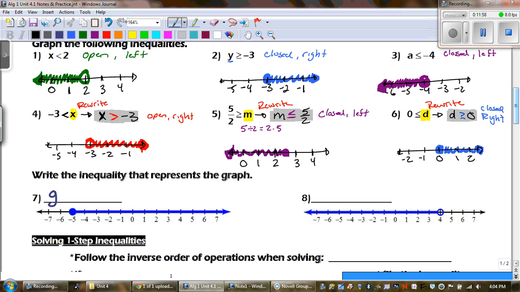Now, we have to ask ourselves the same questions looking at the point. Is it open or closed? Okay, it's closed, and we shade to the right. So if it's closed, when I draw this, I have to make sure that there's a line underneath it, and I shade to the right. All right, and then we started at -5. Why don't you try number 8? Go ahead and pause the video. Good luck.